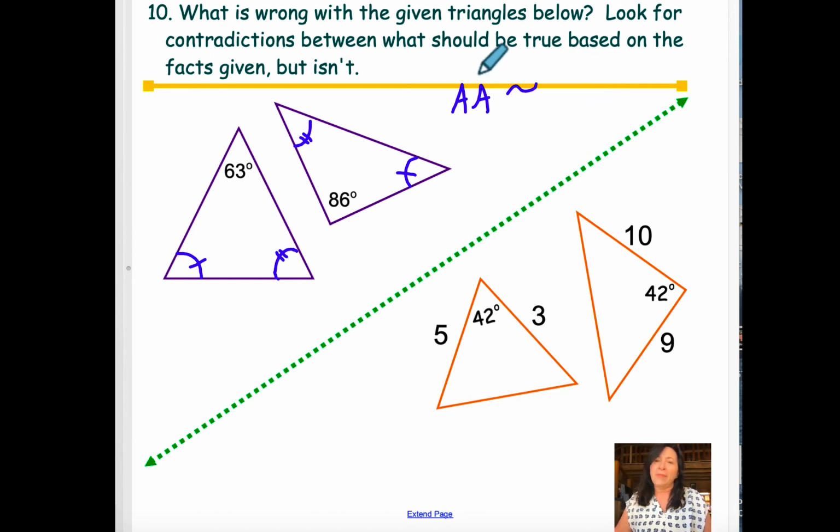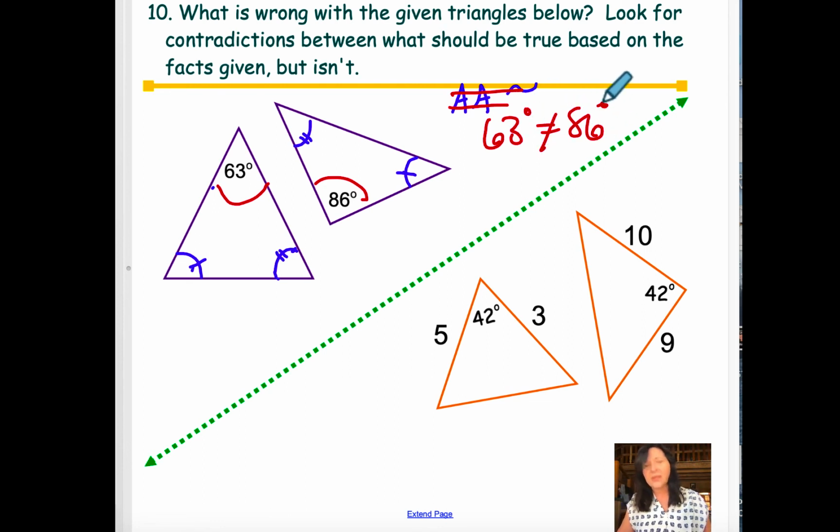Then what that means is all the angles are congruent. This angle is congruent to this angle. This angle is congruent to this angle. And this angle here has to be congruent to this angle. But it's not. So these two triangles can't be similar because 63 degrees does not equal 86 degrees. So those angles should be congruent if the two triangles are similar, therefore they're not similar.